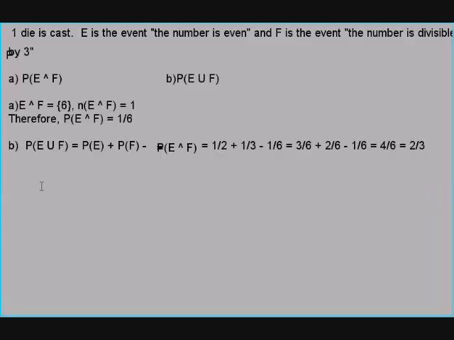Alright, so now another definition. Two events E and F are independent if the probability of E intersect F, I'm sorry, E intersect F, equals the probability of E times the probability of F.